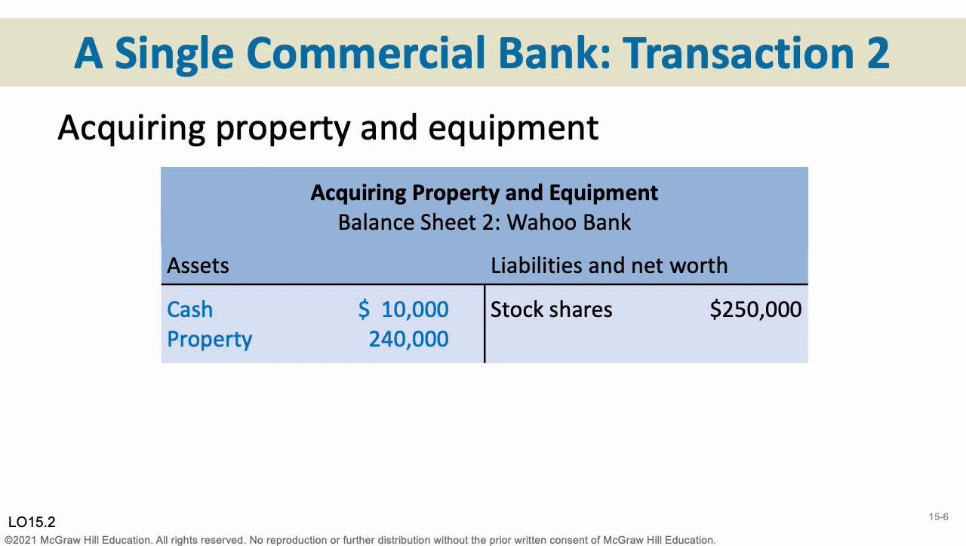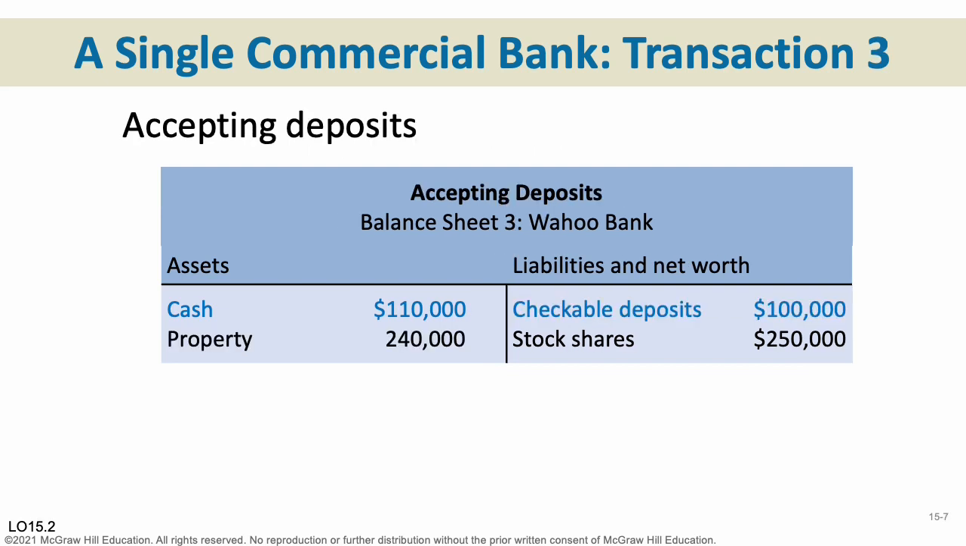A bank then acquires property and equipment. They're going to buy $240,000 worth of property and equipment, keep $10,000 in cash, and that balances with the stock shares. By property and equipment, we mean what is actually necessary to run the bank. So things like a building and machinery and all of that, office equipment, those are all what you would need to run your bank.